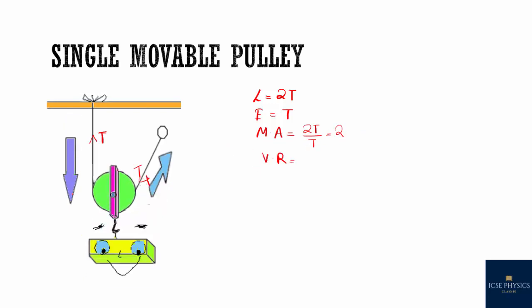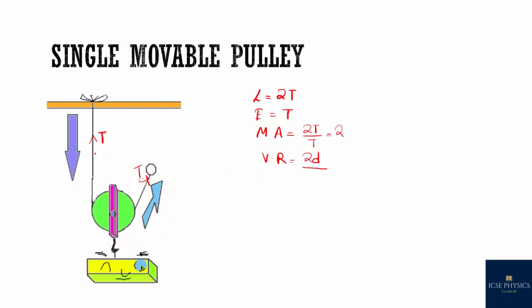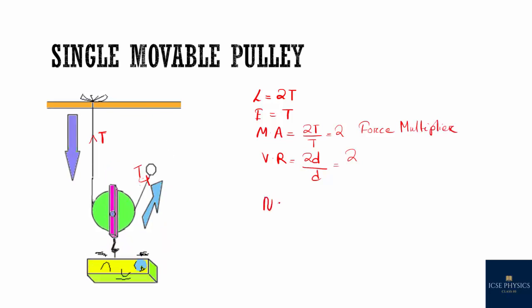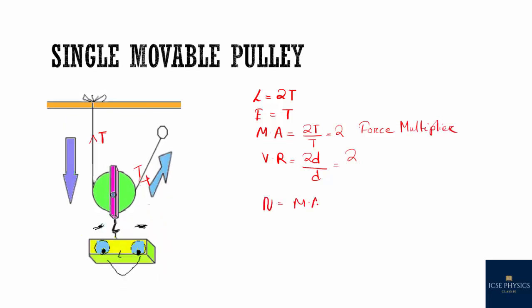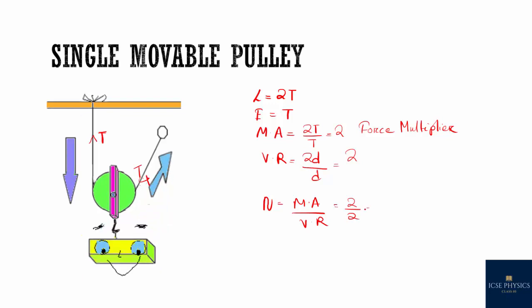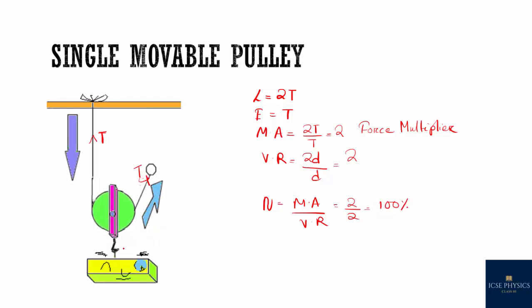Here the distance traveled by effort is 2D and the distance covered by load is only 1D. So velocity ratio becomes 2. Mechanical advantage is greater than 1, so it behaves as a force multiplier. Efficiency is equal to mechanical advantage by velocity ratio, that is equal to 2 by 2, which is 100%. This is also in case of an ideal machine.